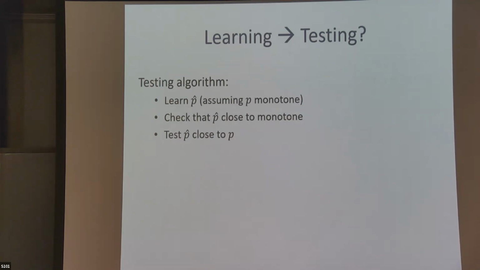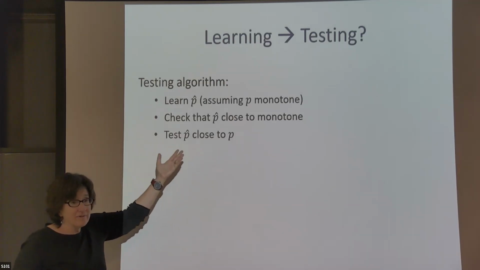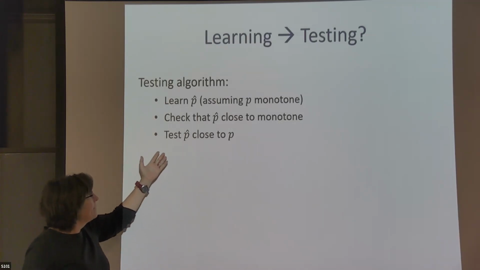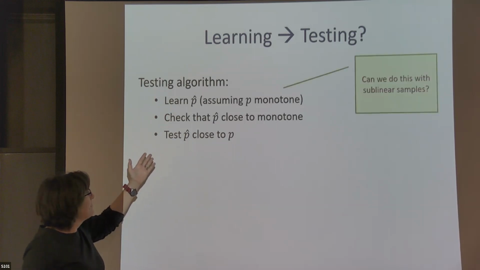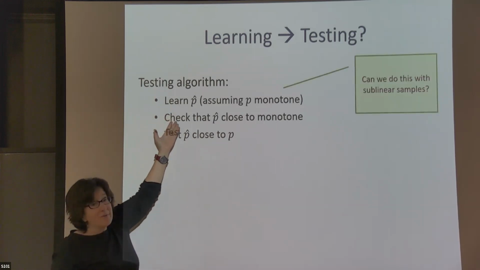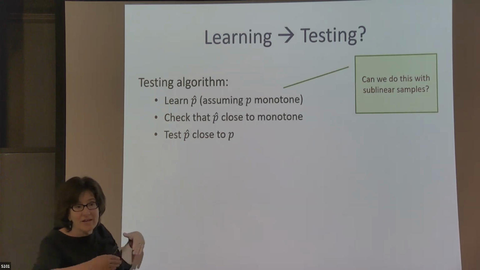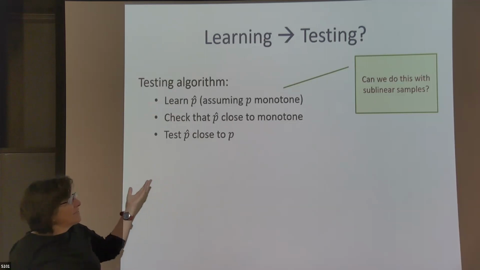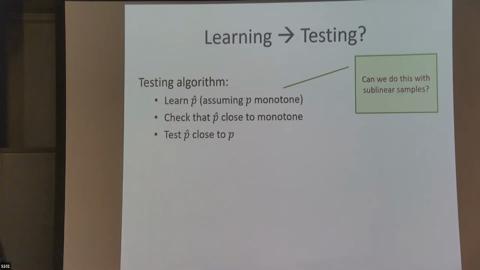So we want to go back to this learning-testing thing. What we'd like to say is, let's learn p hat, assuming p is monotone, check that p hat is close to monotone, and then test that p hat is close to p. That would be a good way to test. Now the question is, how do you learn? Before we had the Birgé thing on the total order. How do you learn over the hypercube with sublinear samples? That's really what I'm going to talk about.